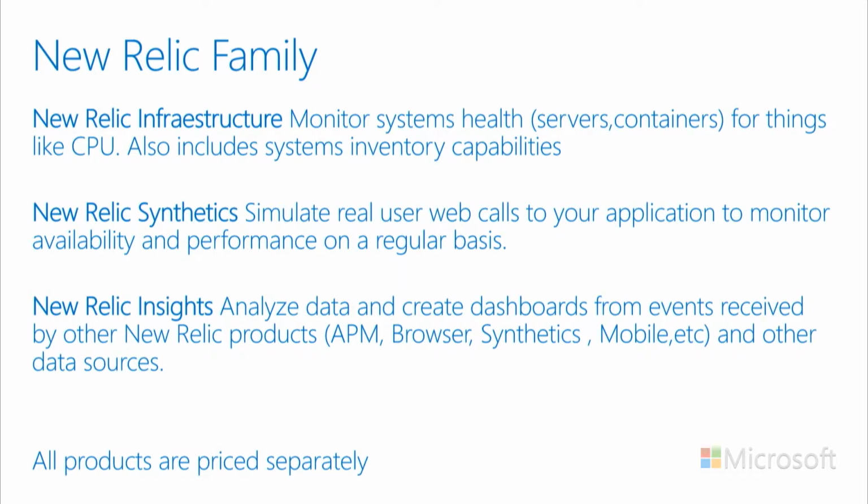Then you have New Relic Synthetics that can simulate real user web calls to your application to monitor availability and performance. For example, you can use it to track how your application is performing in terms of real usage. For example, you can use it in an e-commerce site in order to see if the checkout process is working. You have to be careful with these tests because they can perform real changes to your production data, so you need to be careful with the scripts that you write, but it allows you to see how your real application is performing in terms of transactions, for example.